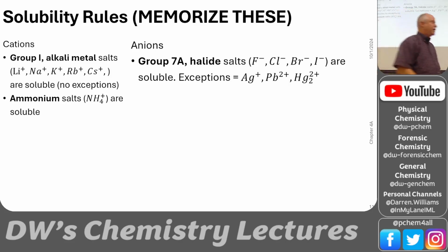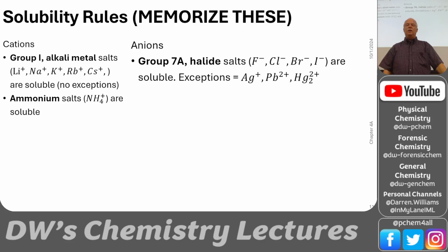So group 7A, the halides. So fluoride, chloride, bromide, iodide. We don't really deal with astatine because it's radioactive, and I've never seen it in any chemical reaction. So we just go fluoride through iodine. Those are going to be soluble. There are 3 exceptions that we should know: silver cation, lead 2, and mercury 1.